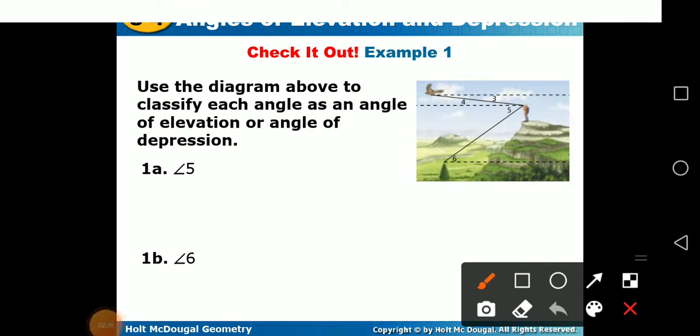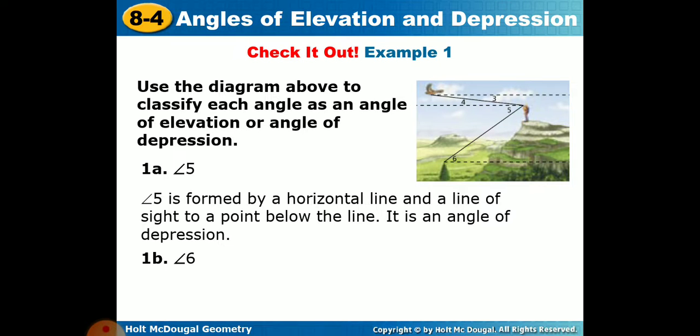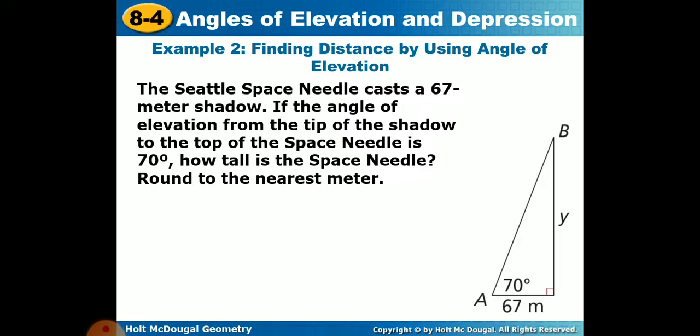Angle 5. What do you think about angle 5 here? It consists of the horizontal line and a line coming down. So it's depression, right? What about 6? Of course, it's elevation. It's very obvious.